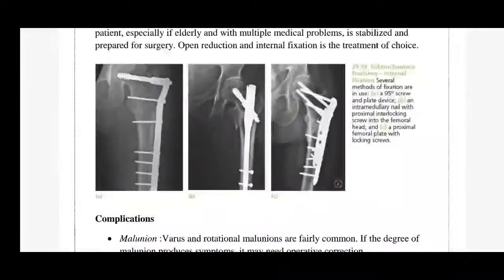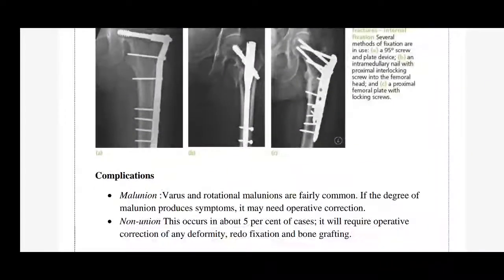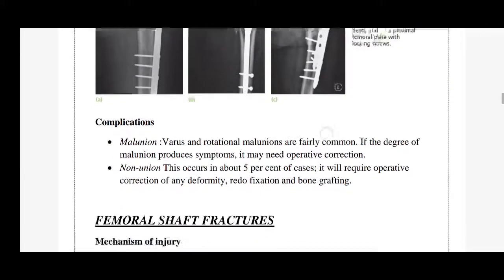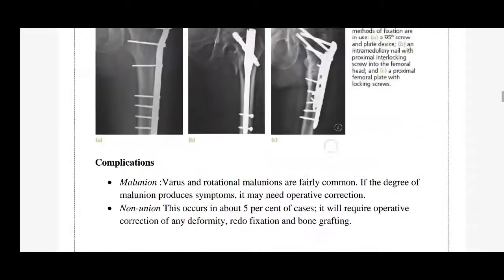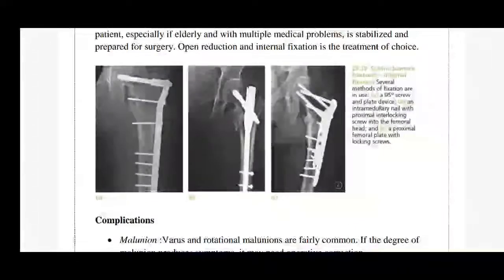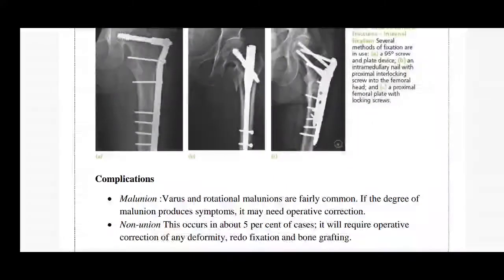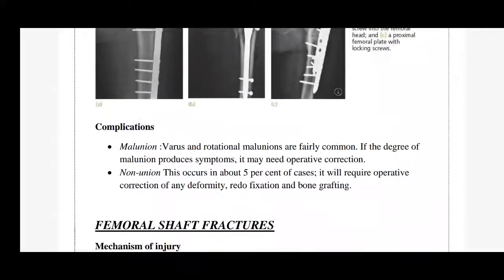Another, an obsolete option, is the fixed angle implant, which is called the L-plate. There is no role for conservative treatment in such injury unless the patient is medically and surgically unfit. Otherwise, the fixation is a must. Complications of subtrochanteric fracture include malunion and non-union. Malunion is usually in varus, and rotational malunion is fairly common.